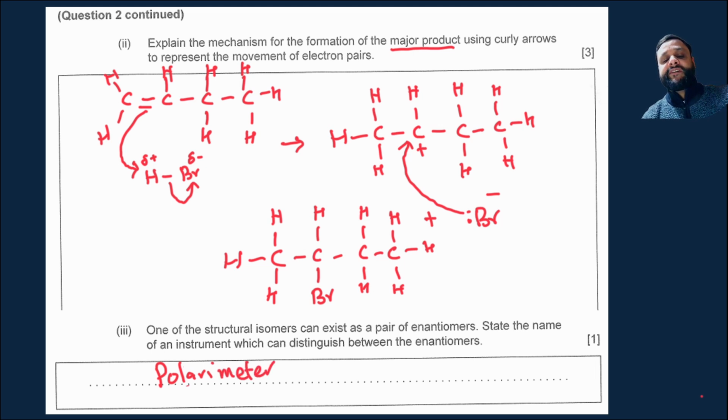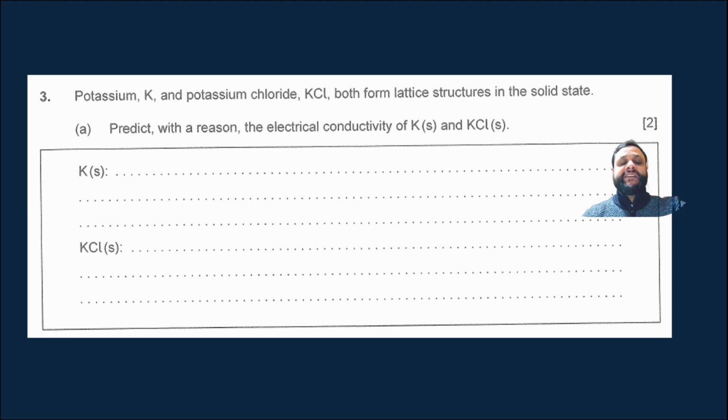Writing polarimeter will give us 1 mark. Question 3. Potassium and potassium chloride both form lattice structures in the solid state. Predict with a reason electrical conductivity of K solid and KCl solid.